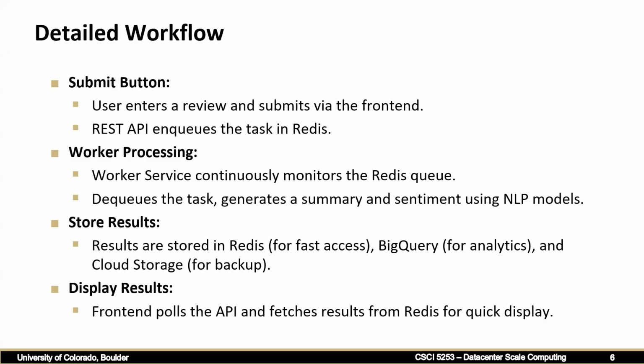Step 4 goes in storing the results. The results are stored in three locations. First is Redis for fast retrieval by the front end, then BigQuery for detailed analytics, finally, cloud storage for backing up the long term storage. Step 5 is fetching and displaying results. The front end UI polls the REST API to check the task's status. Once the task is completed, the results are fetched from Redis and displayed in the UI.